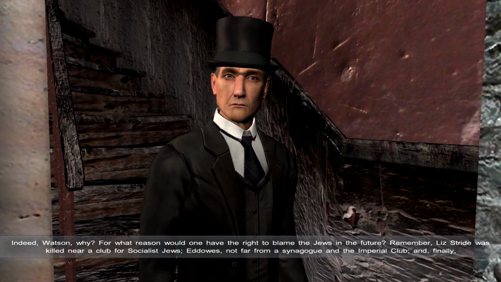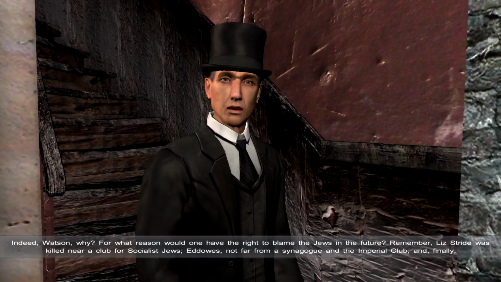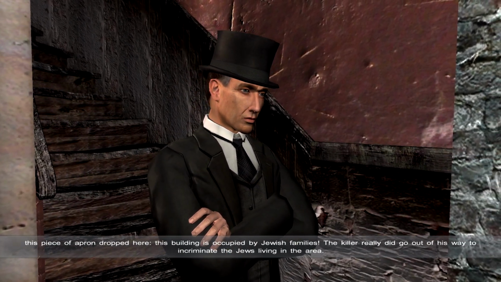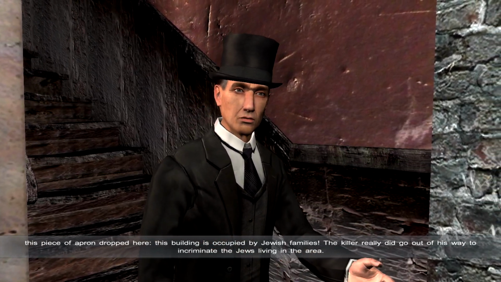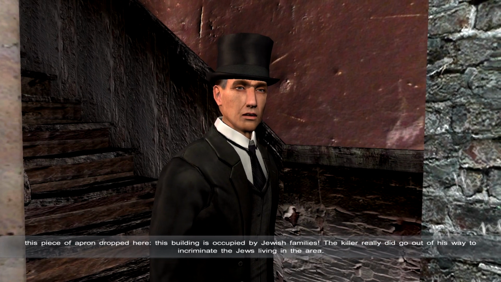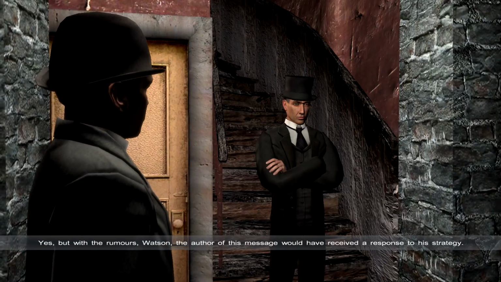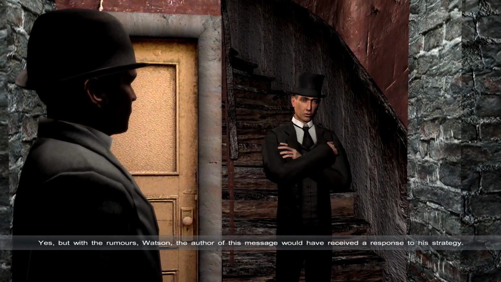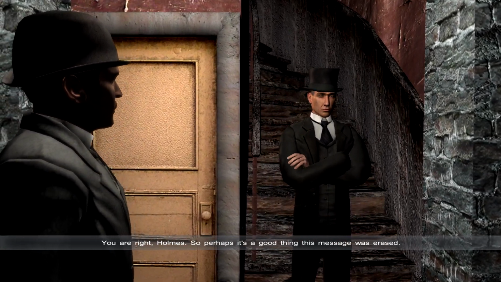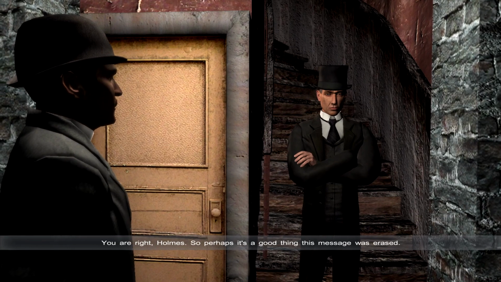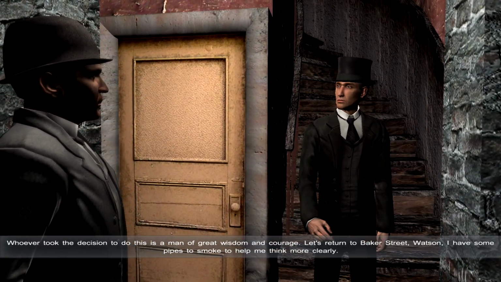Remember, Stride was killed near a club for socialist Jews, Eddowes not far from a synagogue and the Imperial Club, and finally, this piece of apron dropped here. This building is occupied by Jewish families. The killer really did go out of his way to incriminate the Jews living in the area. It's a bit obvious, Holmes. Yes, but with the rumors, Watson, the author of this message would have received a response to his strategy. You are right, Holmes. So perhaps it's a good thing this message was erased. Whoever took the decision to do this is a man of great wisdom and courage.